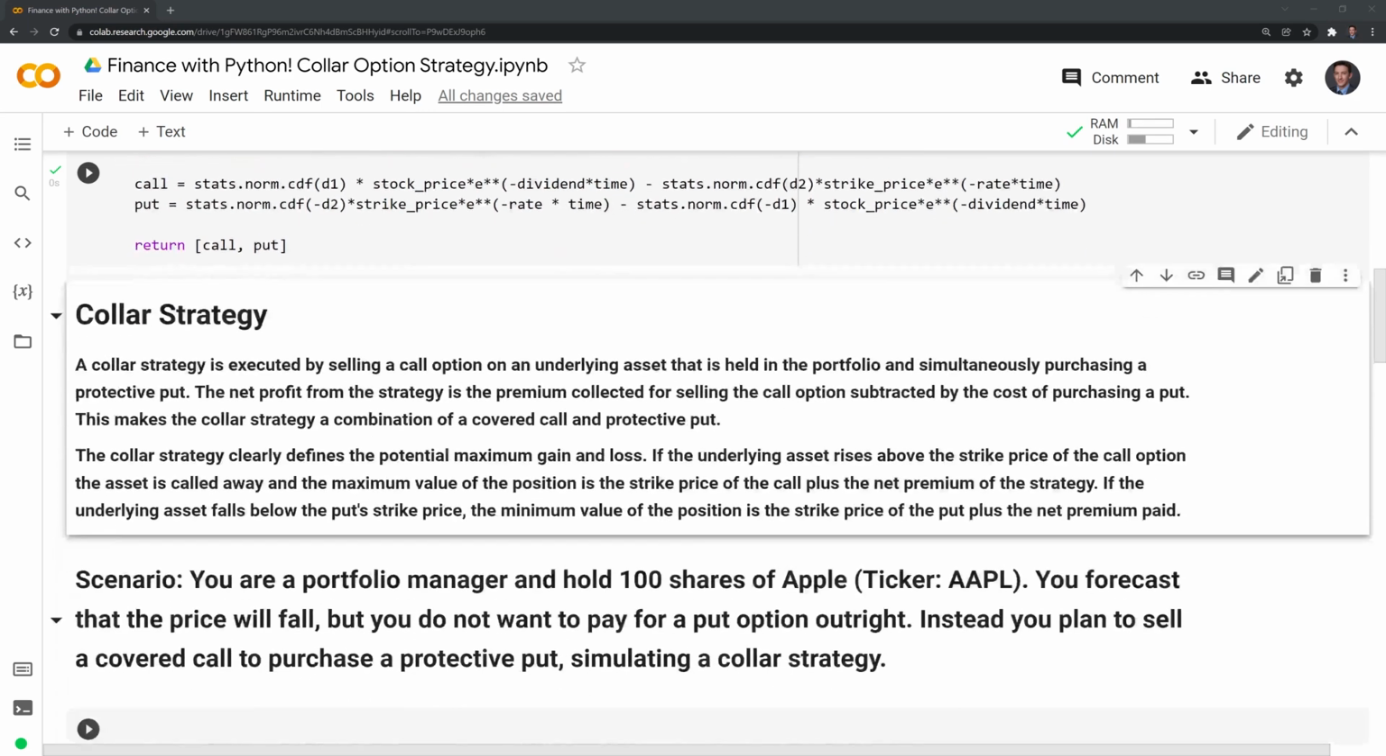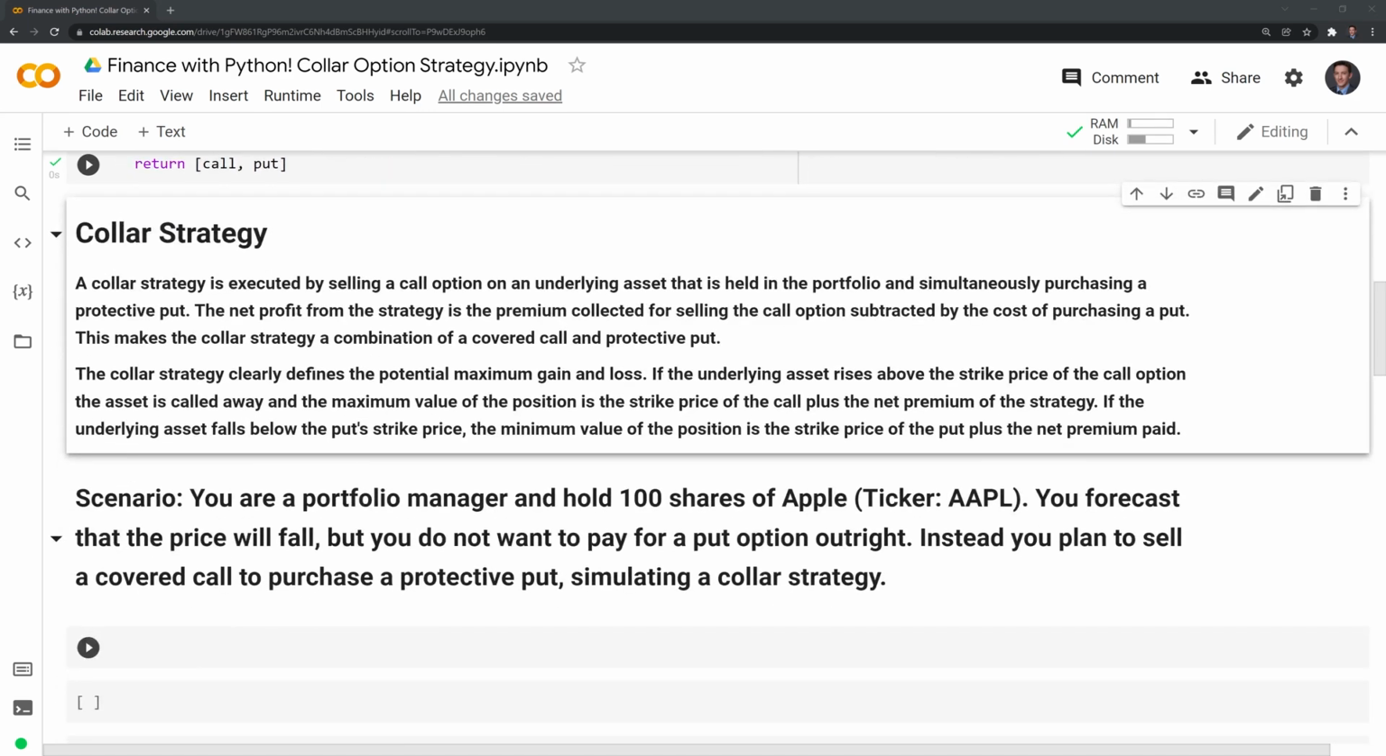Moving on to the collar strategy itself, a collar strategy is executed by selling a call option on an underlying asset that is held in the portfolio while simultaneously purchasing a protective put. In our example, we are going to hold a portfolio of 100 shares of Apple stock. We are looking to protect our Apple shares because we think they may fall.